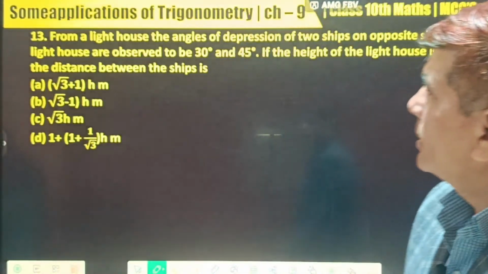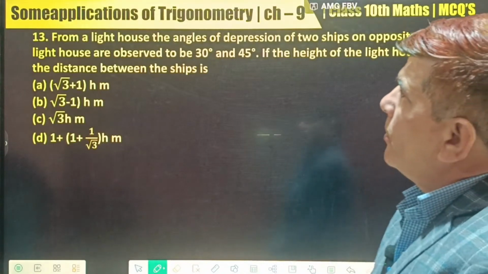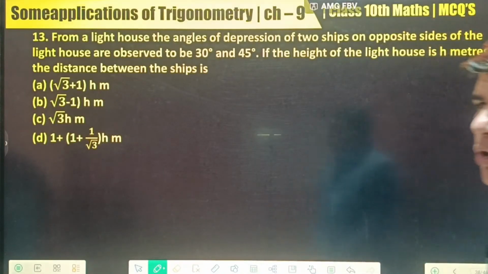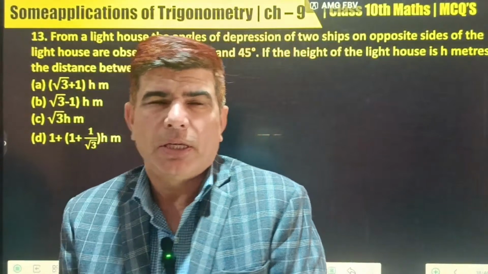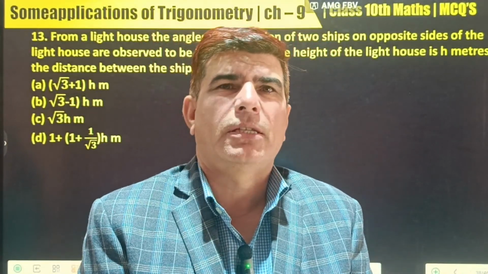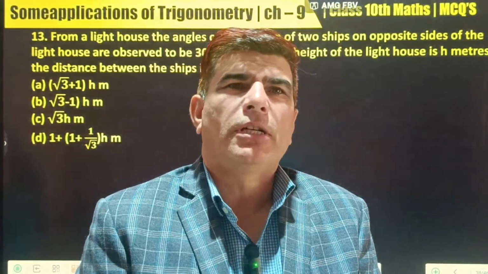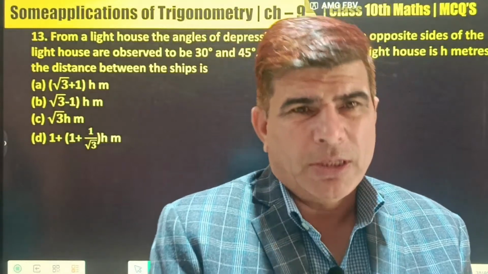So starting this question, chapter number 9, some applications of trigonometry. I already told you, and I can repeat here: use of sine 45, cos 45 and tangent 45, 60 and 30 degree. But mainly we use tangent many times. Otherwise, nothing else in this chapter.